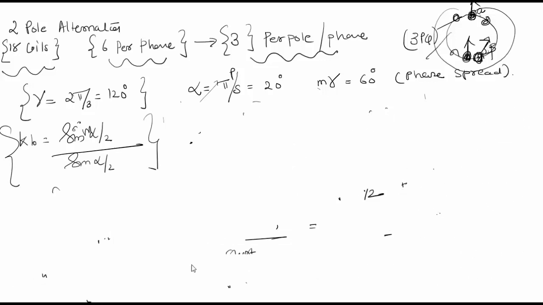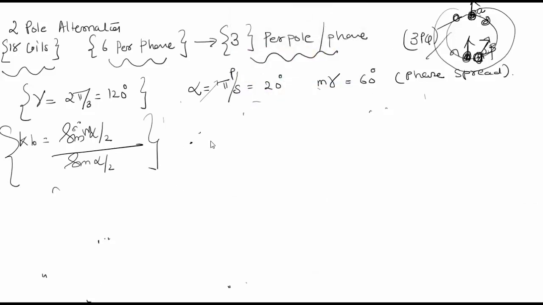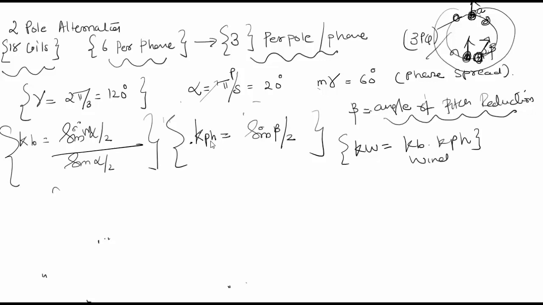So one important thing to know is that your pitch factor kph will be given by sine of beta by 2, where beta was your angle of pitch reduction in this case. So your kW is given by kb into kph. This together is known as what is my winding factor.